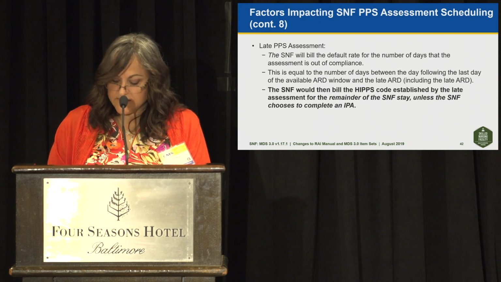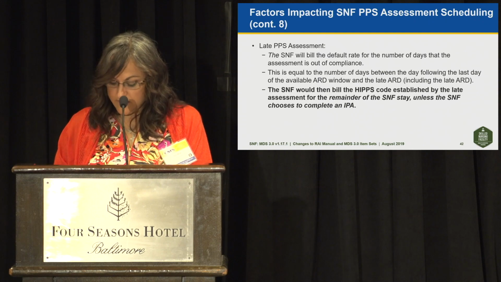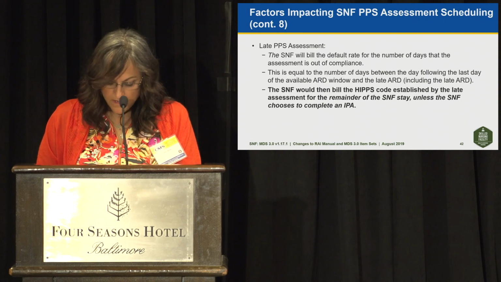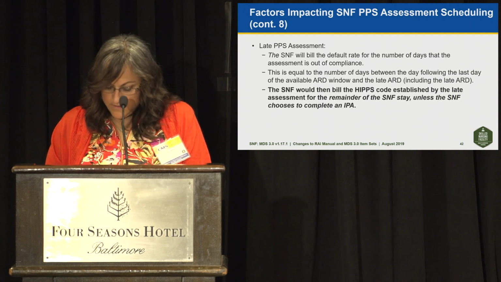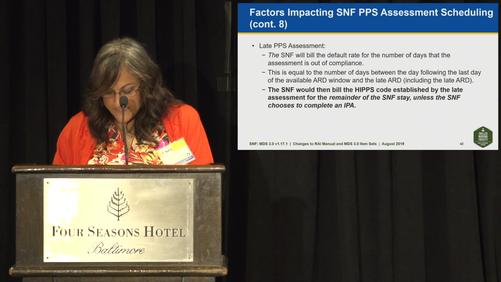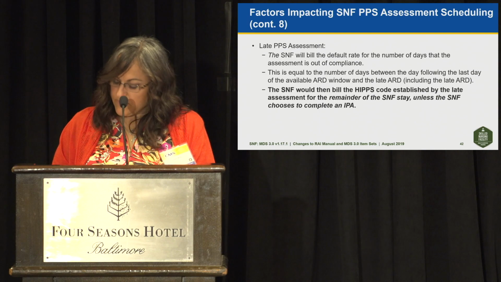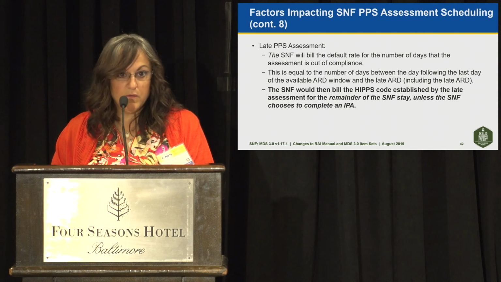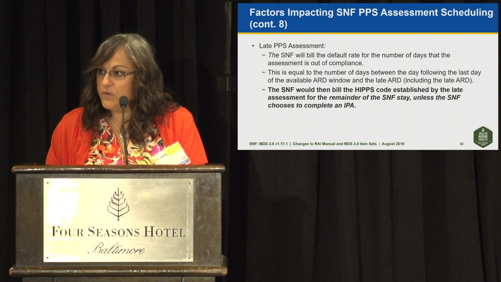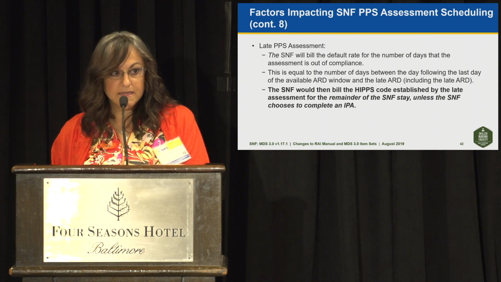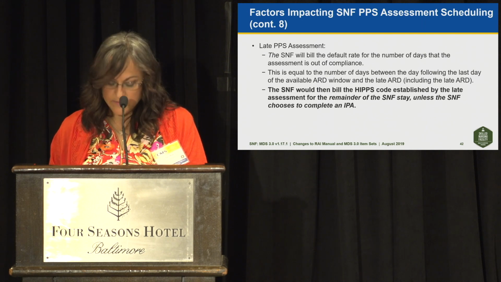If the SNF fails to set the ARD within the defined ARD window for a 5-day and the resident is still on Part A, the facility must complete a late assessment. The ARD can be no earlier than the day the error was identified. The SNF would bill the default rate for the number of days that the assessment is out of compliance. So that is the number of days between the day following the last day of the available ARD window and the last day of the ARD, including the ARD. The SNF would then bill the HIPS code established by the late assessment for the remainder of the SNF stay unless the SNF chooses to complete an IPA at some point.